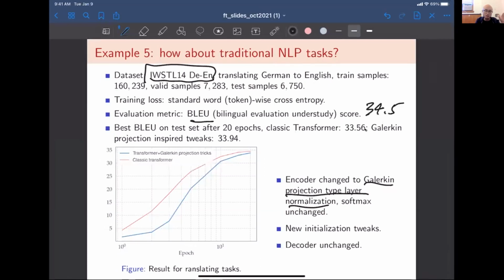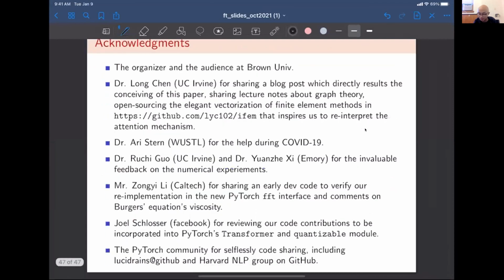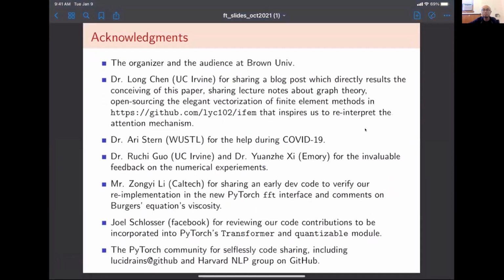So I would like to emphasize that if we apply these tricks, the training is much faster. We have to keep the softmax because the decoder needs softmax. So for the encoder part, it's better to keep this latent representation consistent. So we kept the softmax. And that's it for my talk.